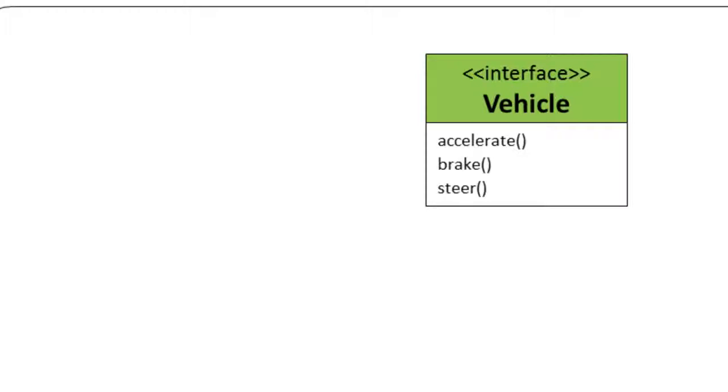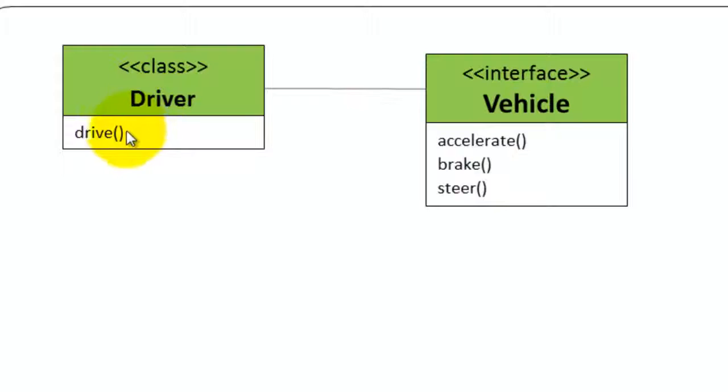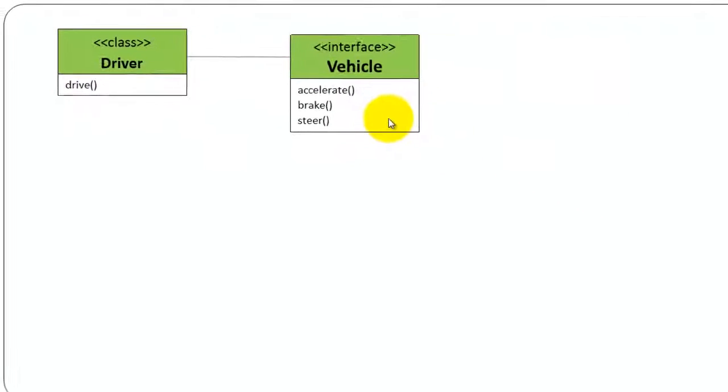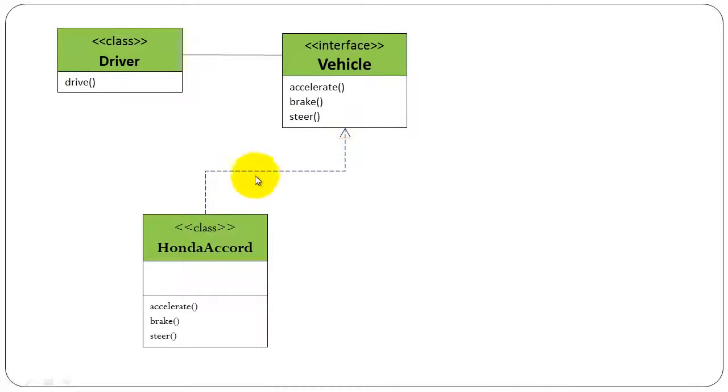Vehicle is an interface and it defines the contract that includes operations accelerate, brake, and steer. Driver drives a vehicle using these methods defined in the vehicle contract. The vehicle contract is implemented by Honda Accord car. So Honda Accord class has to implement the methods accelerate, brake, and steer.